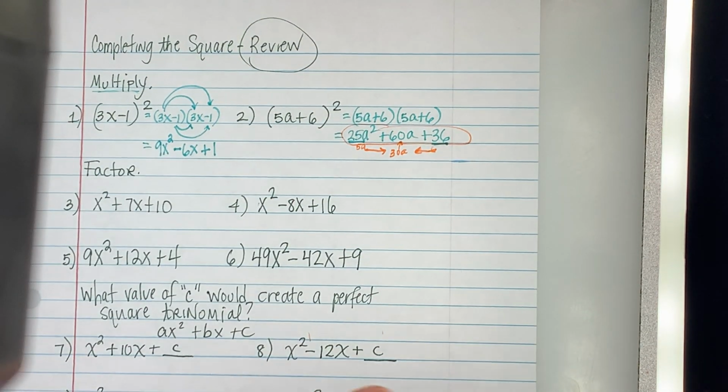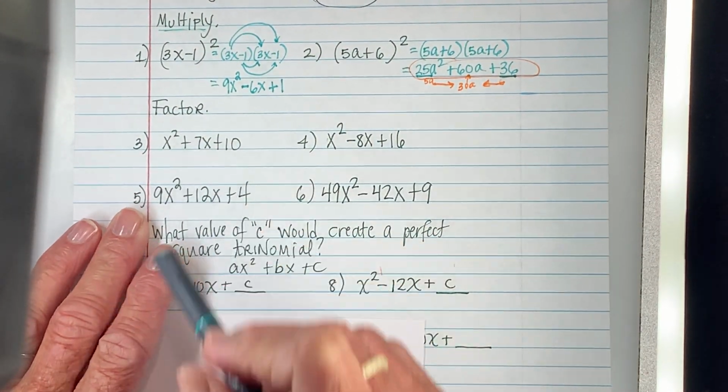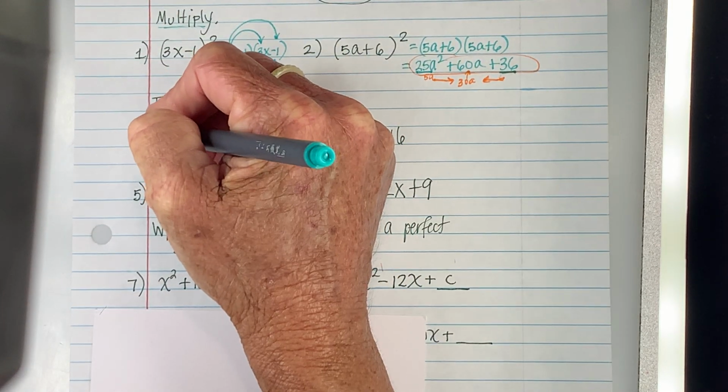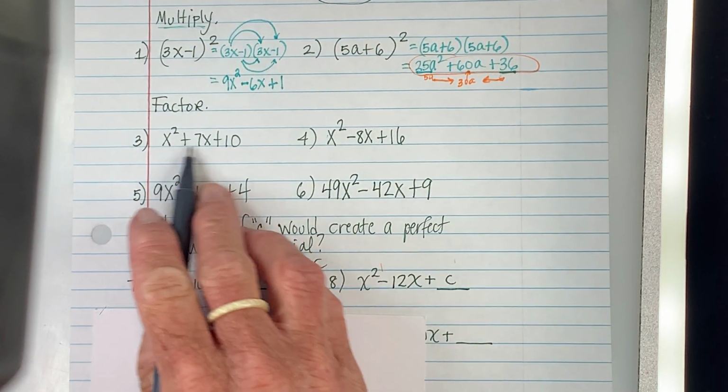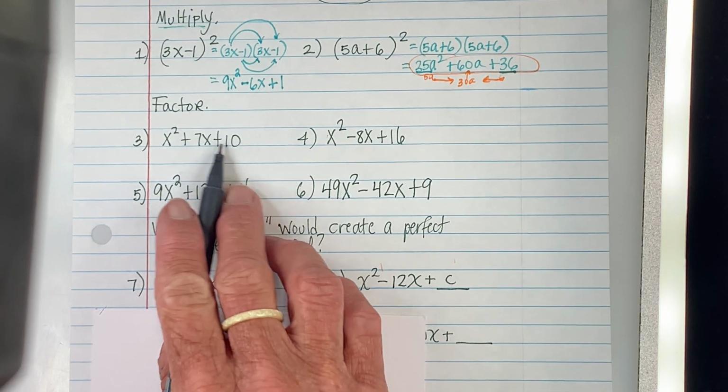All right, so let's factor. I'm starting with a trinomial. Now this is the easiest kind to factor because the leading coefficient is a 1. So I can look at this just really quickly, and I know the two things that multiply to 10 that add to 7 are 5 and 2.